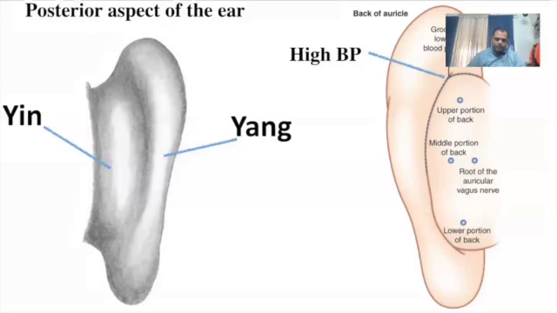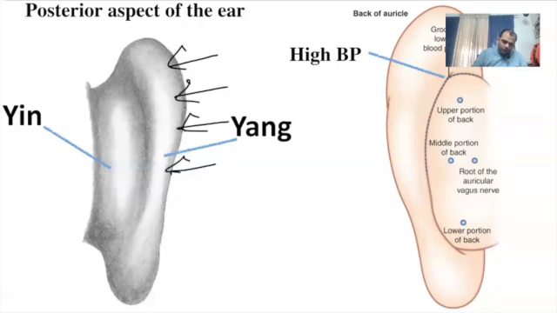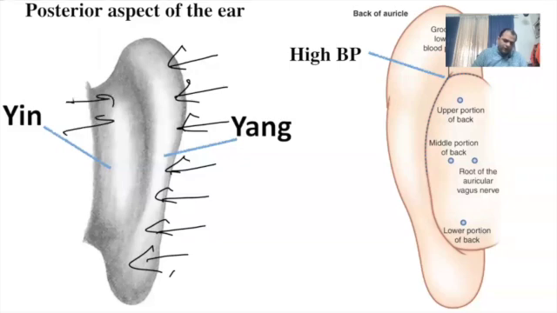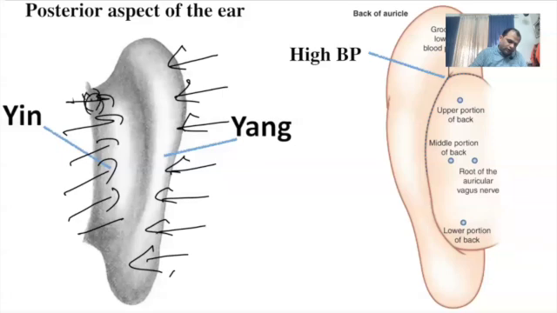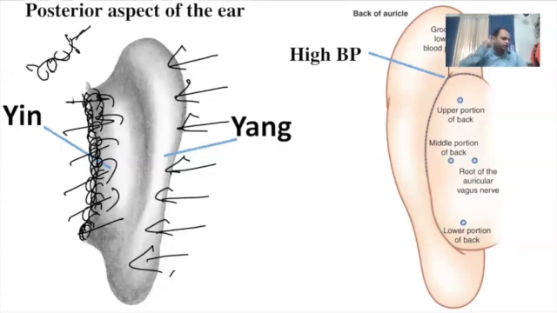So if we look at this image, so the outer area, this outer rim is called yang, and the inner area or the inner part is called yin. And this is the part of the ear which is attached. This is called the root of the ear, the root which is attached.